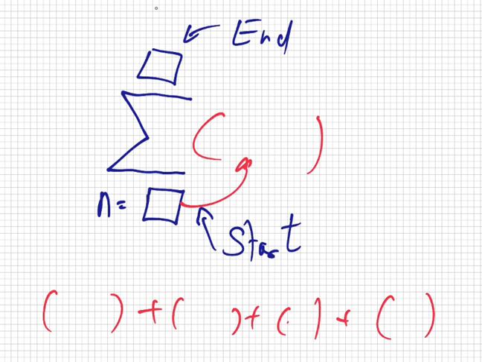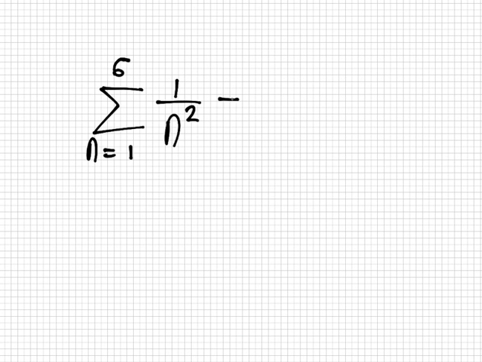Okay, can I scroll down? Yeah. n equals 1 to 6, 1 over n squared. Calculate this, please. Calculator or just bit by bit, please. Because that's what you need for the exam.